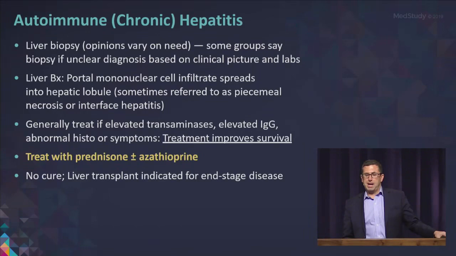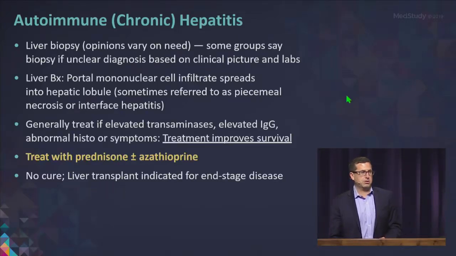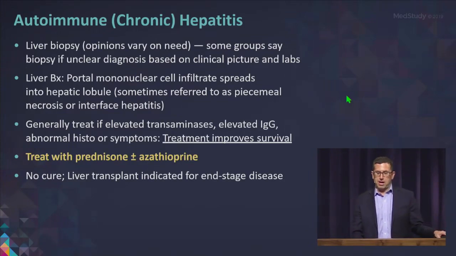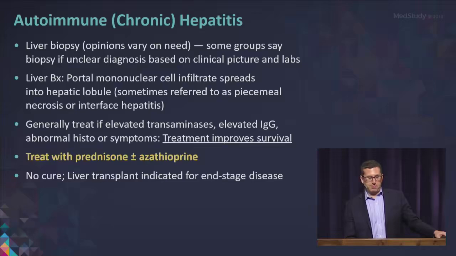If you did do a liver biopsy, it might show a portal mononuclear infiltrate. And generally, you're going to treat if there's elevated transaminases, elevated IgG, abnormal histology, or symptoms. The two medicines that you're going to see would be prednisone and azathioprine. There's no cure. Patients are often on medicines for long periods of time, and liver transplant is indicated for end-stage disease.